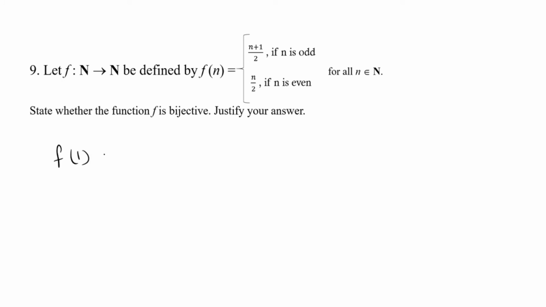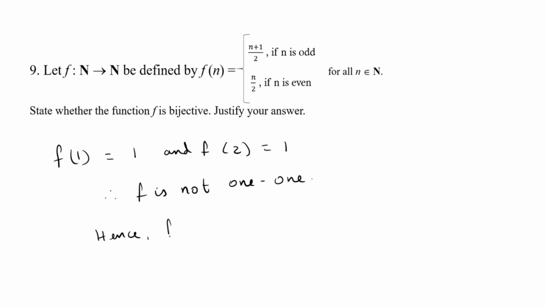So f(1) equal to (1+1)/2, that is 1, and f(2) is equal to 2/2, it is 1. Therefore, f is not 1 to 1. So since f is not 1 to 1, f is not bijective. Hence, f is not bijective.